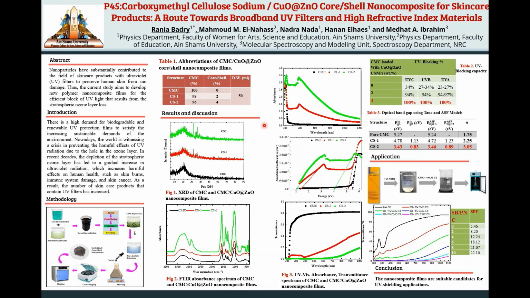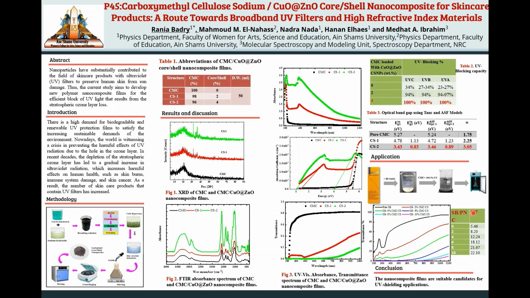Thus, based on the obtained results, we used this film containing 4 weight percent of core shell nanoparticles to enhance the blocking of one of the sunblocks present in the Egyptian market. We diluted the sunblock in deionized water, and then we added different concentrations of our polymer nanocomposite to this sunblock. And then we studied the transmittance of this sunblock polymer nanocomposite. We found that the transmittance of the pure sunblock decreased sharply with increasing the concentration of our polymer nanocomposite until it reaches 100%, which is a very good result.